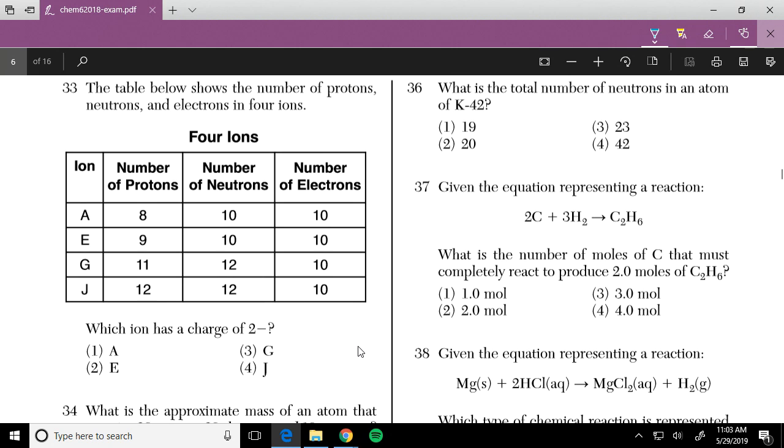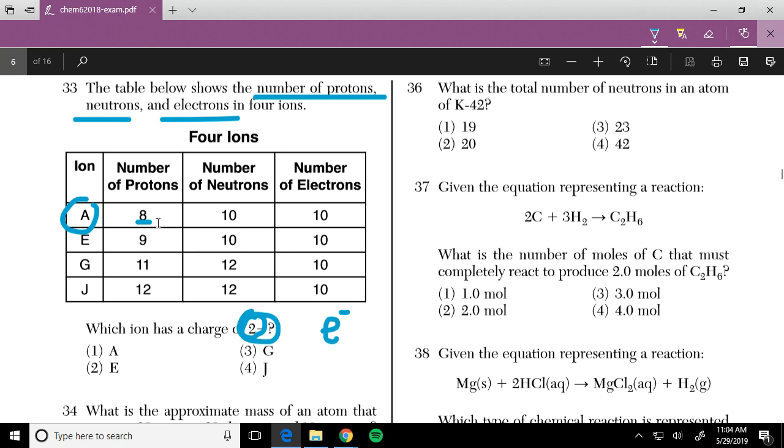We're going to move right on to page 6. Table below shows the number of protons, neutrons, and electrons for 4 ions. Which ion has a charge of -2? Okay, so I look at that -2. I say negative is definitely the charge on electrons, and electrons are winning by how many? 2. So who has electrons winning by 2? And right off the bat, I see it's A.